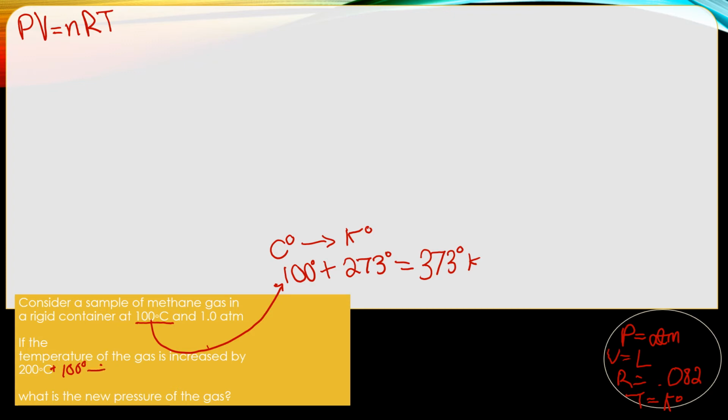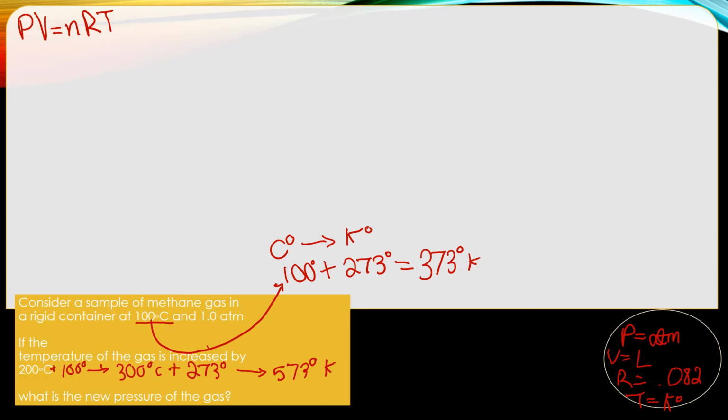And that changes into 300 degrees Celsius, but the thing is, remember, we want this Celsius in Kelvin. So we take that 300 and add 273 degrees to get 573 degrees in Kelvin. And that's going to be our new temperature in Kelvin.